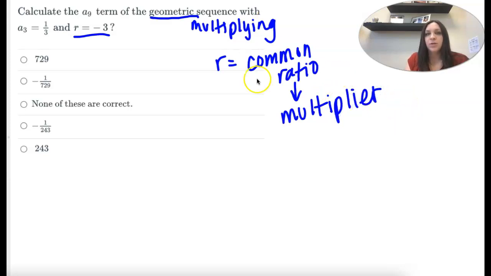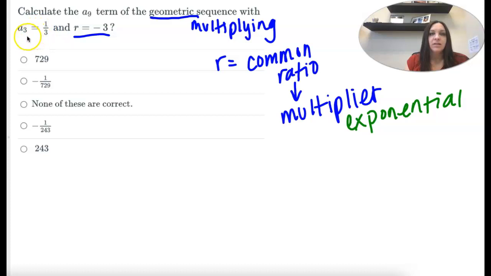Because we're multiplying, our standard equation is going to be an exponential equation, meaning it has an exponent. So let's go through and get an equation. I want to show you how to get the standard form equation, and then it'll help us go through the rest of the problems faster.